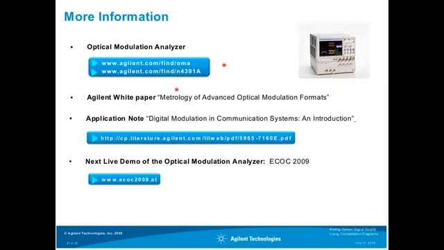In addition, I would like to highlight also our white paper that you can find on these web pages, Methodology of Advanced Optical Modulation Formats. There we describe in detail the 3 basic concepts of how you can measure this kind of signals and compare them with advantages and disadvantages. If you are interested in more basic knowledge about digital modulation, we have also an introductory application note that you can find on this link.